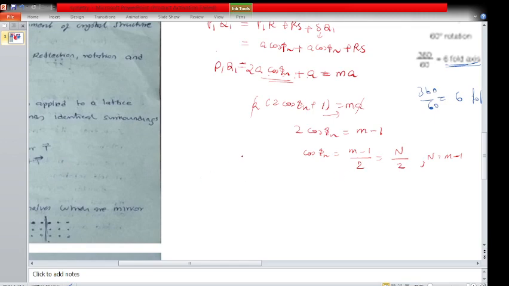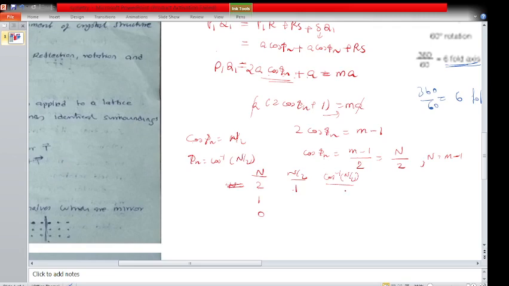Now if you give different values for this N, let us consider N equal to 2, N equal to 1, N equal to 0, what will be the phi? Cos phi n is equal to capital N by 2, and phi n will be cos inverse N by 2. Now when N equal to 2, N by 2 will become 1, right? So let us take this as a table. N equal to 2, N by 2 is 1, and cos inverse of N by 2, what will be this? Cos inverse of 1, what is the value?